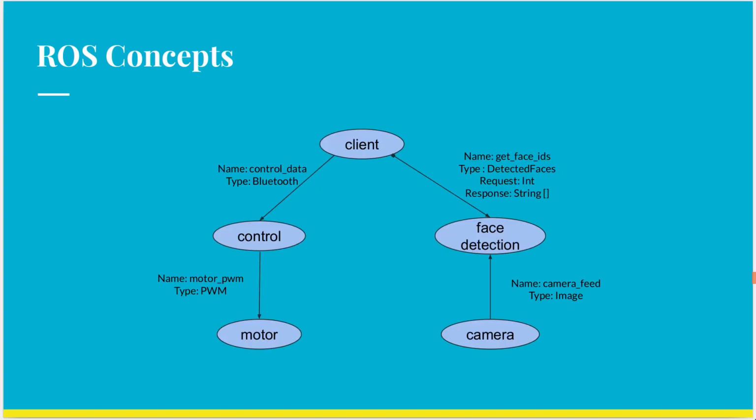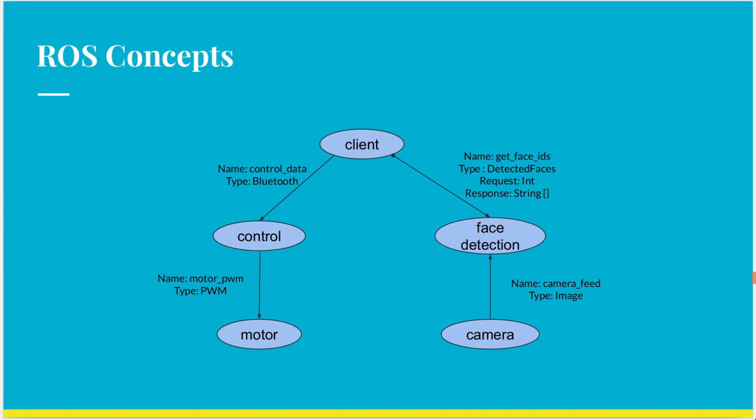This image shows the network of ROS nodes that our example application might have. The task of the motor node at the bottom is to receive the PWM signals from the control node and make sure that the PWM signals are applied to the motors. The camera node reads the images from the connected camera and passes the data to the face detection node.